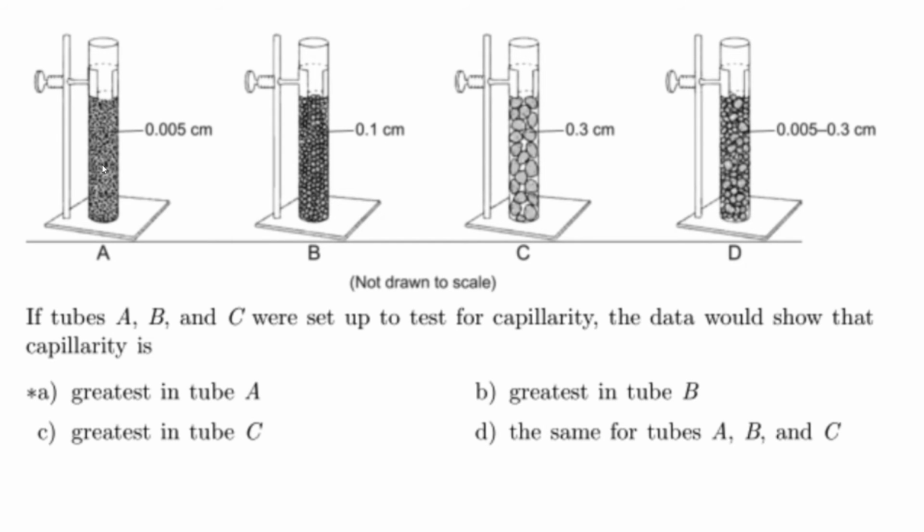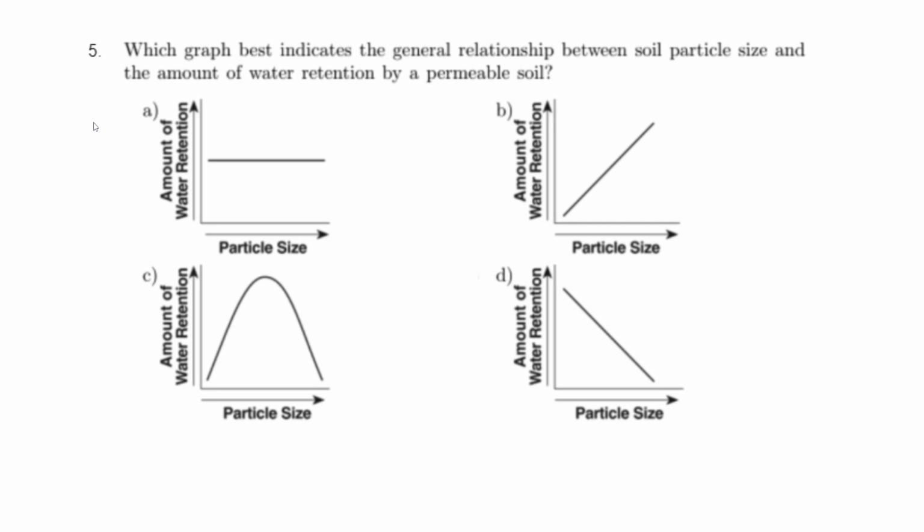So the capillarity is greatest in tube A because notice that tube A has the smallest particle size. The smaller your particle size is, the easier it is for the water to go up, right? And that's why it has a high capillarity or water retention rate.